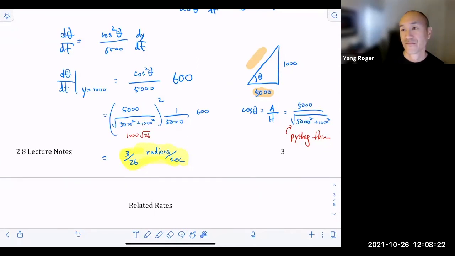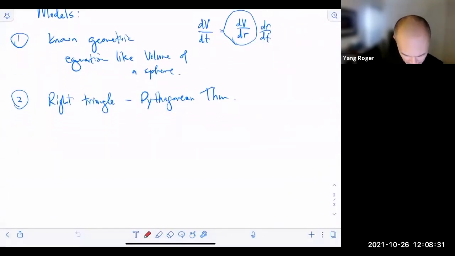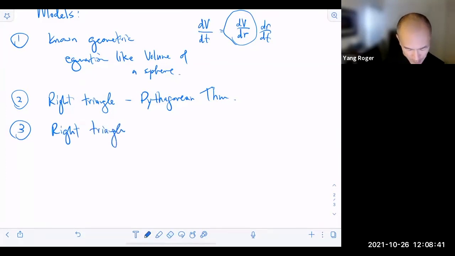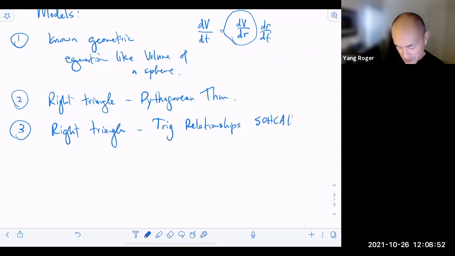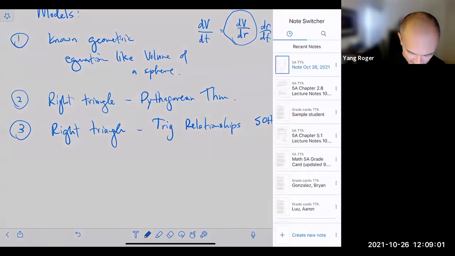So, okay. If we look at our collection of models, we have a right triangle, but this time it's with trig relationships. In other words, it's that SOHCAHTOA stuff. Make sense? Any questions?